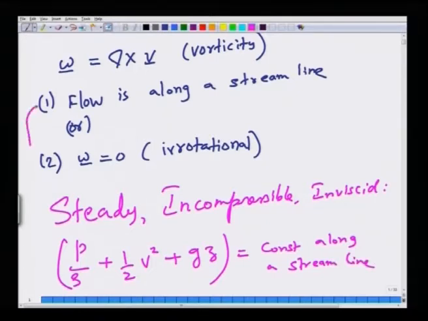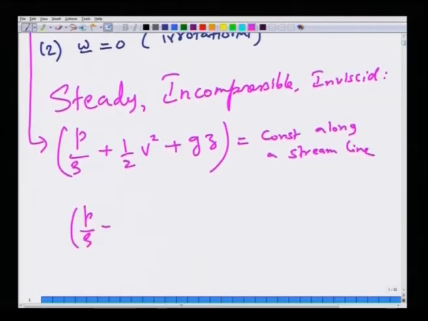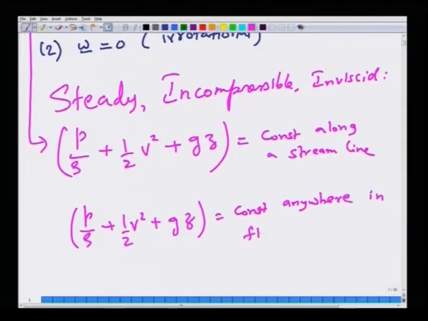So, you have P by rho plus half V squared plus g times Z is a constant along a streamline. This is if you use assumption 1, or it is a constant anywhere in the flow if you use assumption 2, that is if you assume that the flow is irrotational, that is omega is 0. So, these are two independent assumptions, as I told you in the last lecture. This is a stronger assumption because we are assuming that the flow is irrotational, but it leads to the simplification that this is a constant anywhere in the flow.